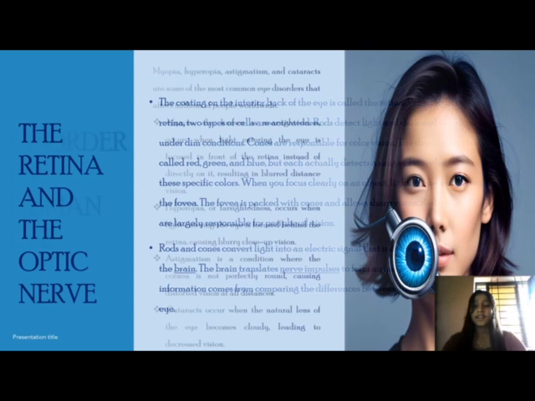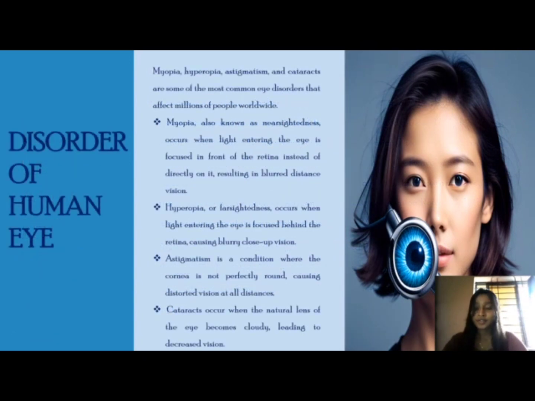Now let us move on to the disorders of a human eye. The most common refractive errors found in millions of people are myopia, hyperopia, astigmatism, and cataracts. Myopia is also known as nearsightedness, which is the opposite of hyperopia. It occurs when the light entering the eye is focused in front of the retina instead of directly on it, which causes blurred distance vision, which can be corrected by using eyeglasses or contact lenses.